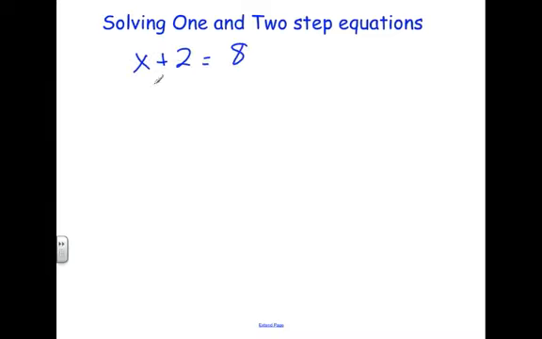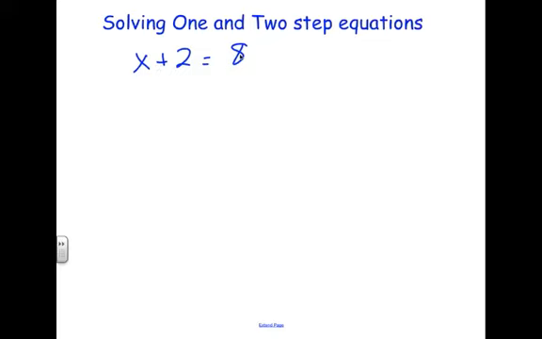And we have this one-step equation like this: x plus 2 equals 8. And the ultimate goal when you solve an equation is to solve for x, get x all by itself, so that you know what the value of x is. Now, I completely understand that most of you could look at this equation right now and say, well, x has to be 6, because 6 plus 2 equals 8.